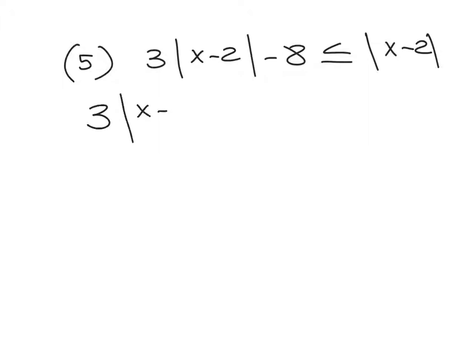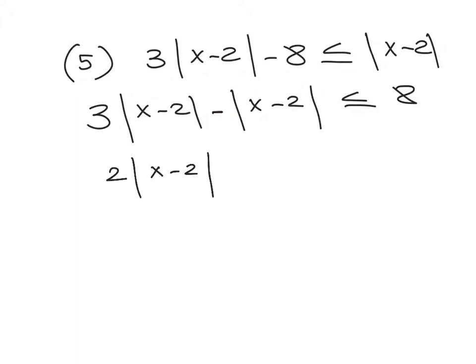3 absolute value of x minus 2, move over the absolute value of x minus 2 by subtracting it, and move the -8 to the other side. So now think about it. 3 times something minus 1 times the same thing. So 3 minus 1 is 2. So I was able to combine those two absolute values because they are exactly the same number. So 2 times the absolute value is less than or equal to 8, so this now looks more like number 3, the one that we did earlier. So if you divide by 2, you get absolute value of x minus 2 less than or equal to 4.